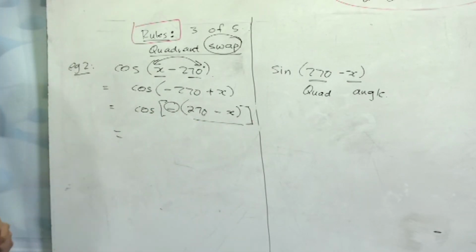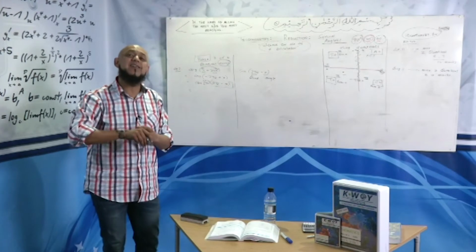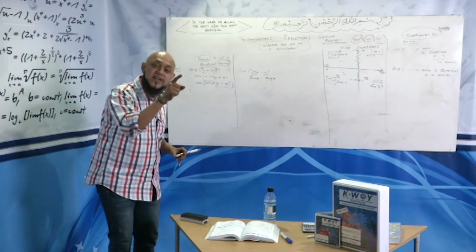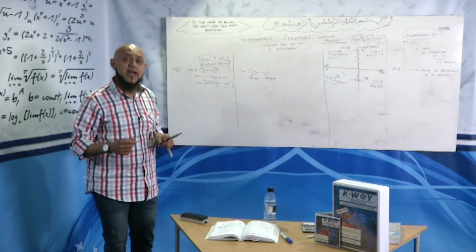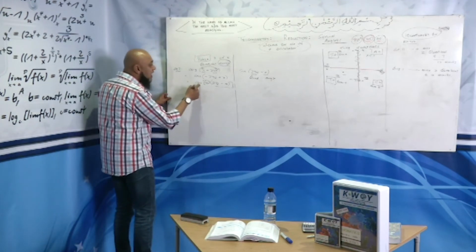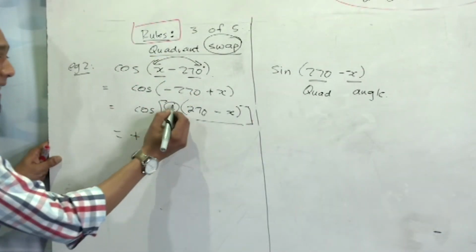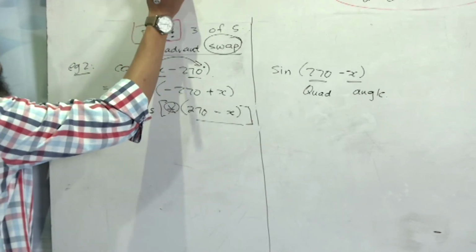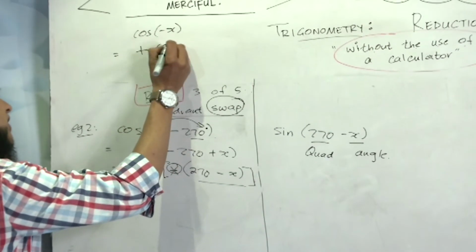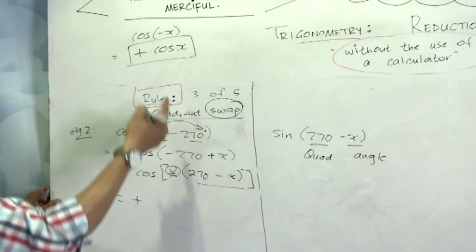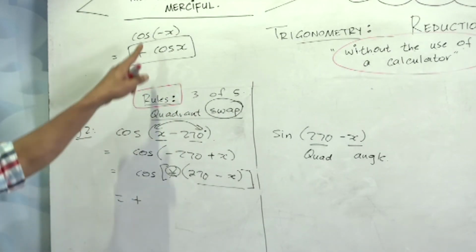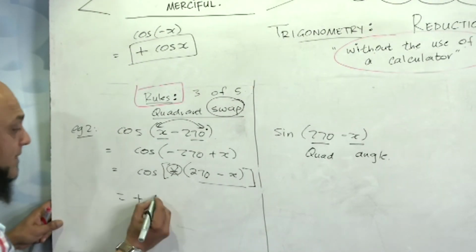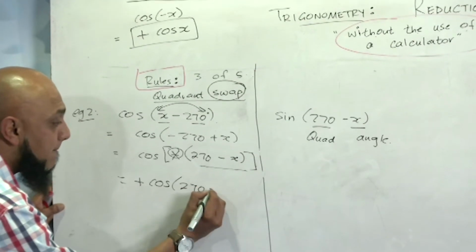Now from our negative angle rules, and I'm going to keep on repeating these phrases so that it's branded on your mind. Cos of a negative angle, what did I tell you? Cos of a negative angle is positive. That negative falls away. Why? Because of our previous rule. We know cos of a negative angle is positive cos of that angle. That was rule 2 of 5, if you go back. The negative just falls away. We're left now with cos 270 minus x.